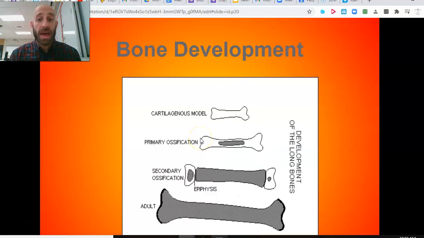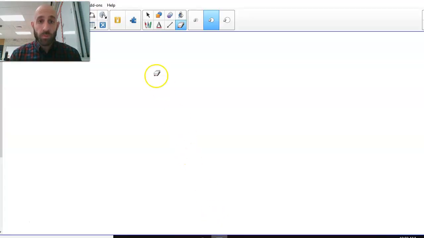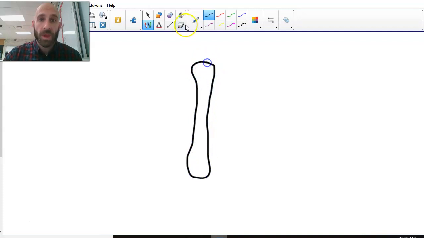So I want to explain that a little bit better with a diagram. Okay, so let me just go ahead and do a little drawing here. So let's say I have my cartilage bone here. So this is not bone yet. This is a cartilage model, and we're doing endochondral ossification. What ends up happening is there's a primary ossification center. Blood vessels penetrate this cartilage, and they bring osteoblasts. And what the osteoblasts do is they start to convert this into bone.